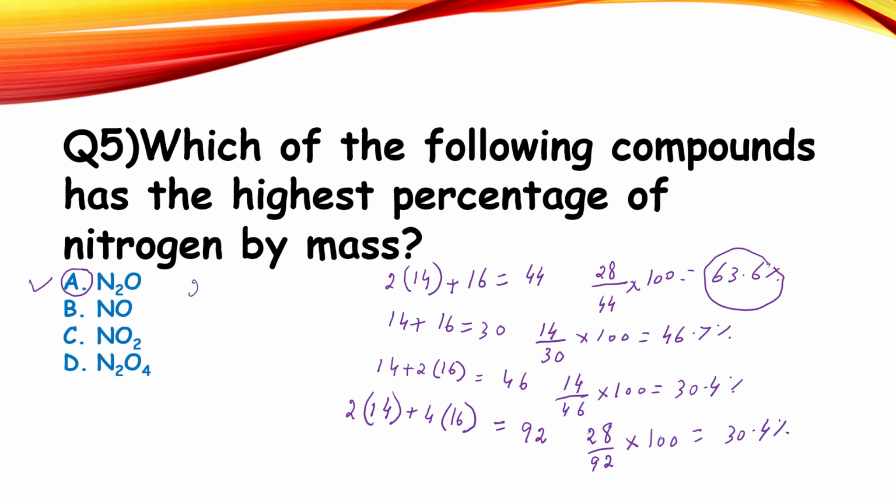Here you can see the ratio of nitrogen to oxygen is 2:1. In the next compound it is 1:1. In the next compound it is 1:2, and in the last compound also it is 1:2. So writing ratio in this way can help you find the answer quicker.